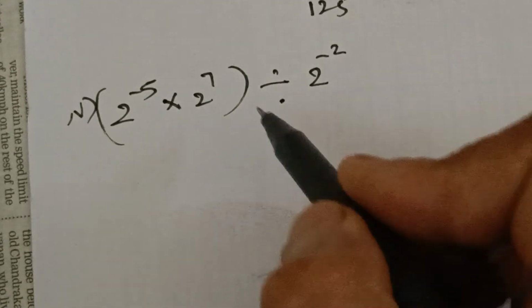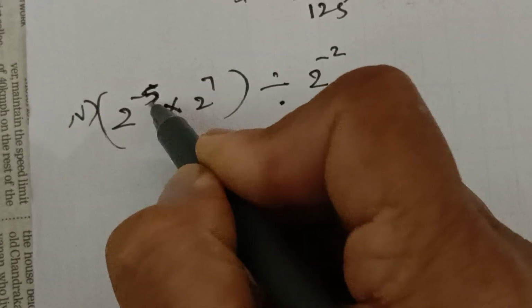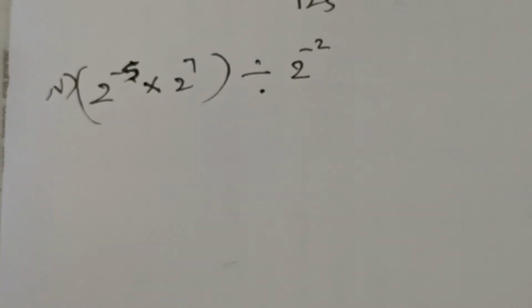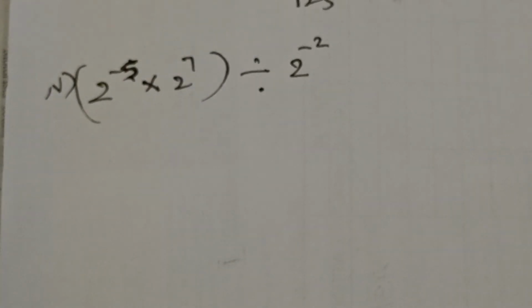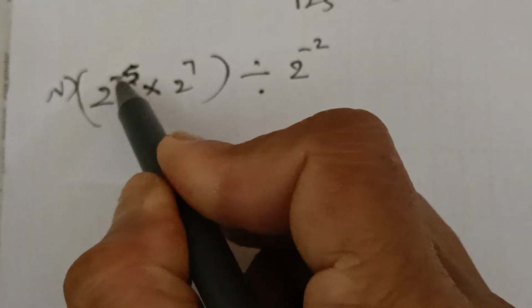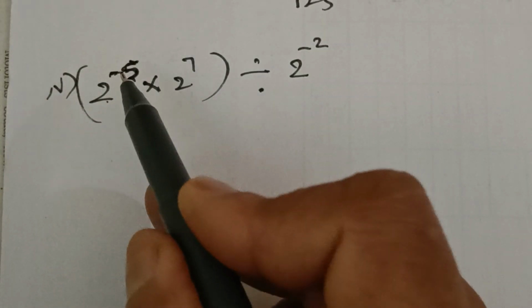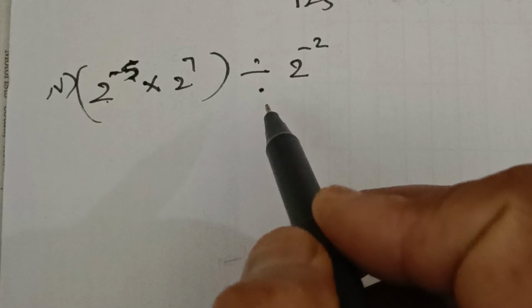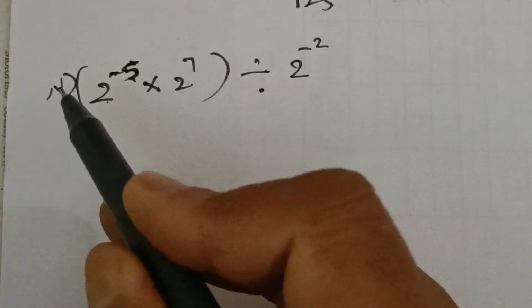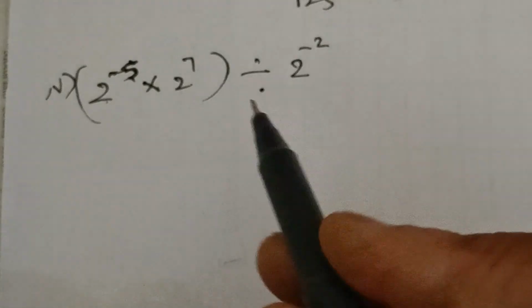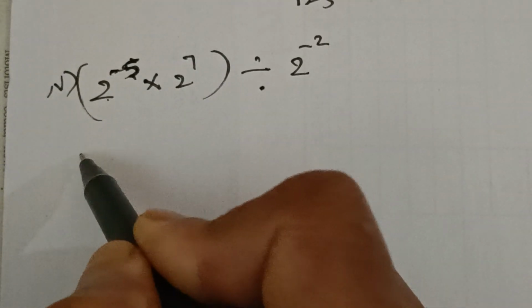Next one. 2 to the power minus 5 into 2 power 7 divided by 2 power minus 2. Very simple. You are going to use the laws of exponents. Do you remember? If the bases are same, to multiply the exponents, we have to add the powers. And for division, we have to subtract. We are supposed to do the expression inside the brackets first. So we'll complete inside the bracket first.